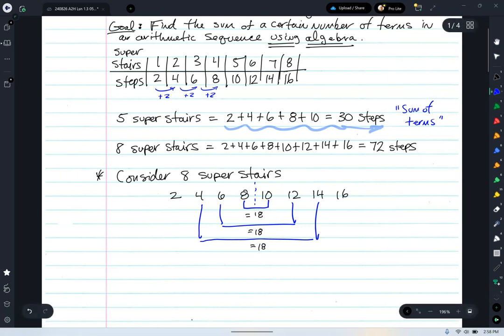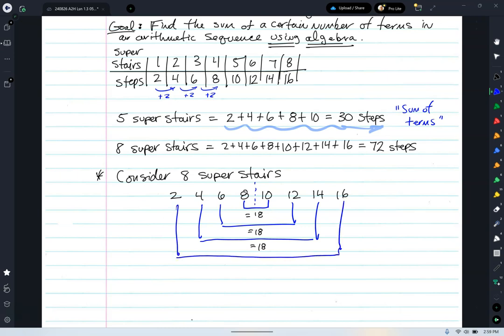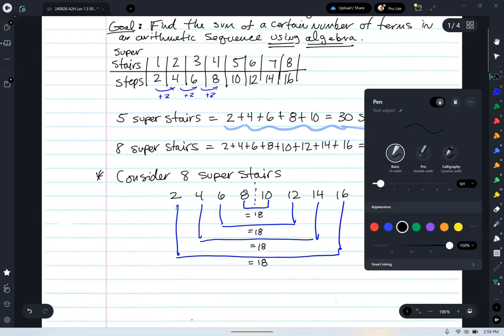Looks like there's some kind of a pattern happening here, doesn't it? So we go here and here. We consider these terms together and we add them up. What do we get? 18. Okay, 18 again. All right, so there's obviously something going on here, right? All right, let's make some notes here.